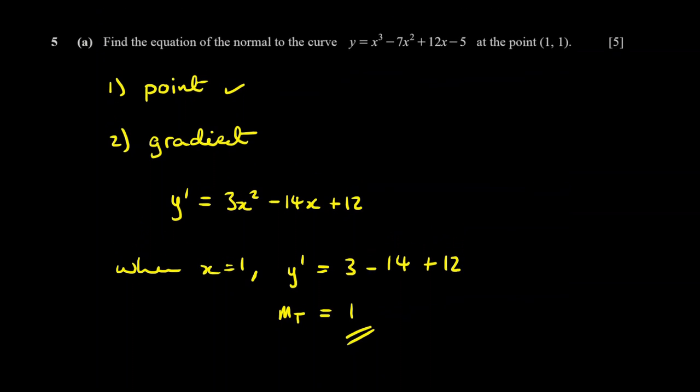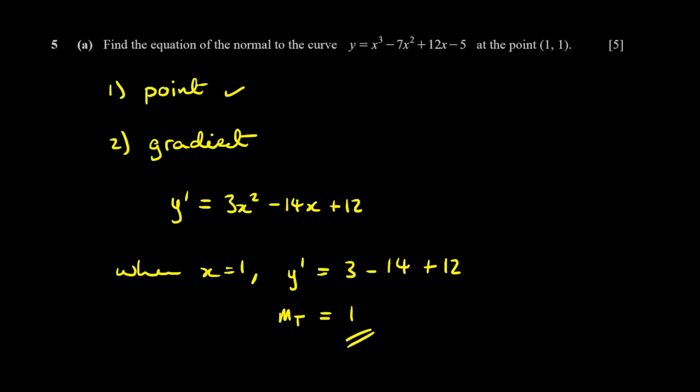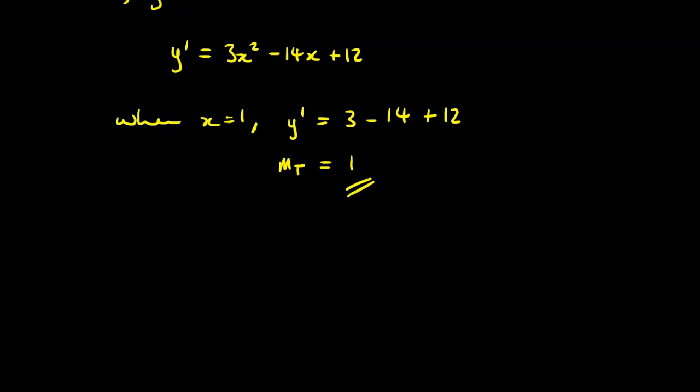Now, we want to find the equation of the normal. And what we need to know is that the tangent and the normal are perpendicular. And if two gradients are perpendicular, then their product will be negative 1, right? So the gradient of the tangent times the gradient of the normal will be equal to negative 1 because they're perpendicular. And therefore, the gradient of the normal will be equal to negative 1 divided by this gradient here. So we've got negative 1 divided by 1, which is just negative 1. Okay, so we've got our gradient now.